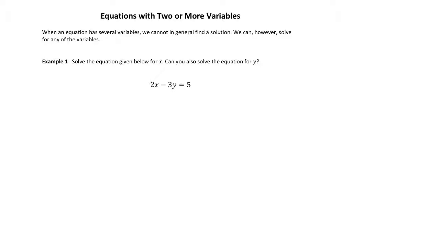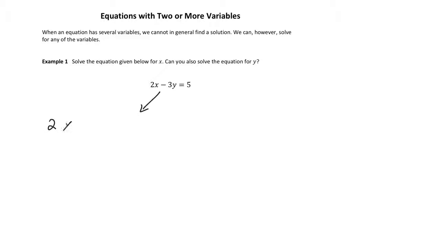For this lesson, I want to look at equations with two or more variables. In example 1, we have a linear equation, 2x minus 3y is equal to 5, and it has both an x and a y in it. And let's start by solving this equation for x. So the goal is to get x by itself using all the properties that we used in our previous lesson. So over here, I think it would be pretty easy to solve this thing for x.